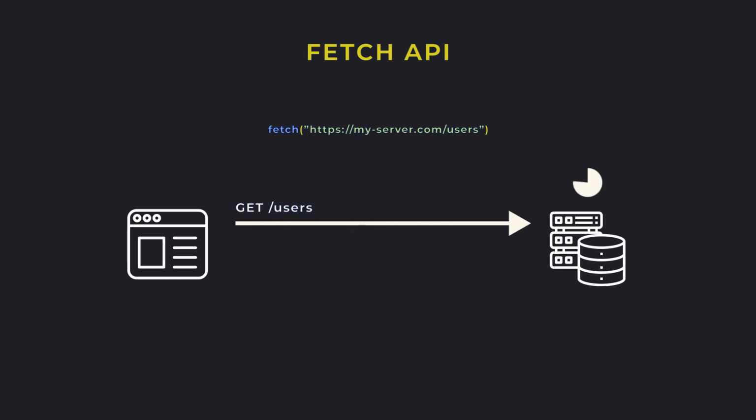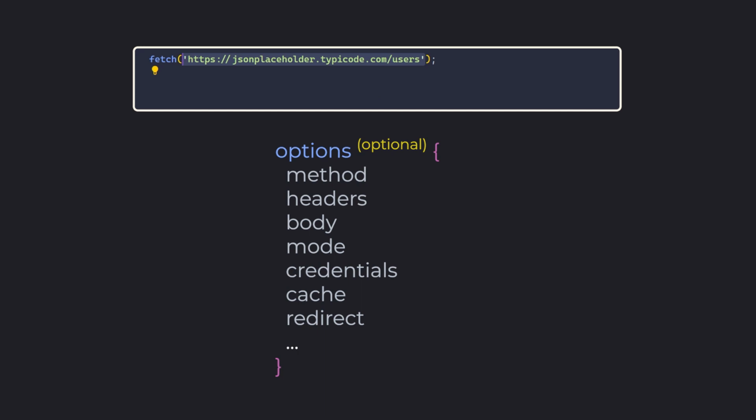Fetch API is the most commonly used tool for fetching resources across the network. To create a request, we need to call the built-in fetch function with the resource URL as the first argument. And it has a second argument, which is optional. And these are all the different options that you can use with the request.